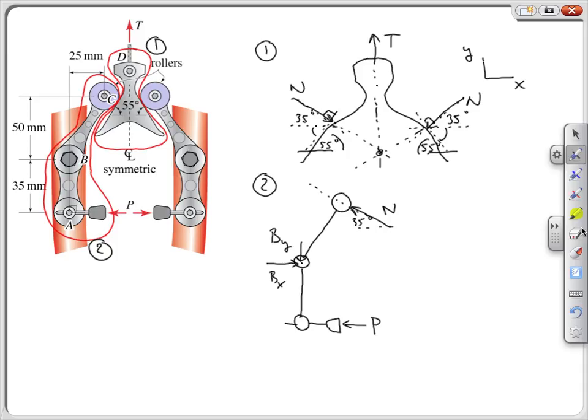For the equilibrium equations for free body diagram 1, all we have to do is enforce vertical equilibrium. Sum of the forces in y equals 0. That gives us T minus 2N sine 35 degrees is 0, which gives us N is equal to T over 2 sine 35 degrees.